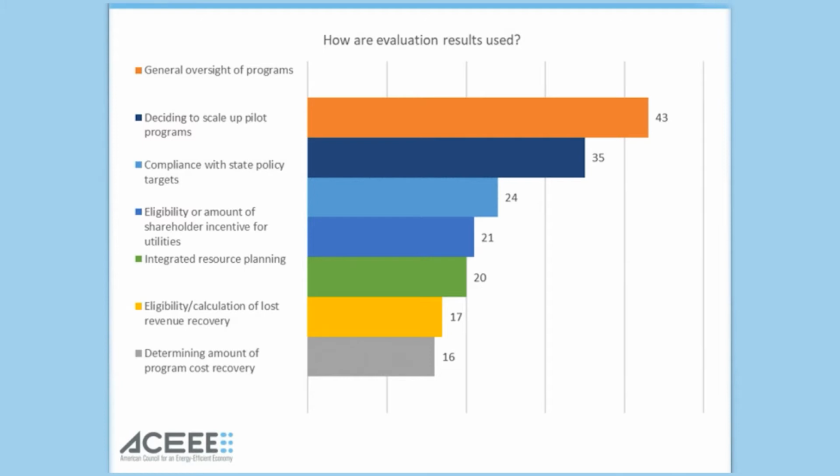More and more, I think, compliance with state policy targets, as states are adopting greenhouse gas reduction goals or clean energy goals. The evaluation can be used to answer some of those questions. And then here's one: eligibility or amount of shareholder incentive for utilities. Those states that have some type of performance incentive, shareholder incentive, for meeting program goals, evaluation results can be used to determine the amount in some cases of that incentive. For planning purposes, the green bar there, integrated resource planning and so forth. So a lot of different uses of evaluation results.